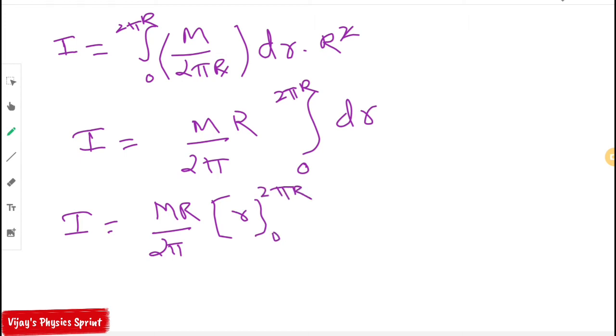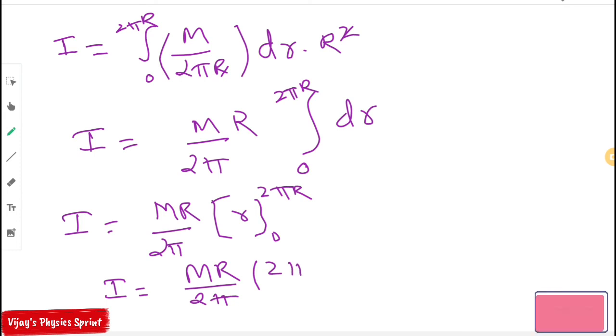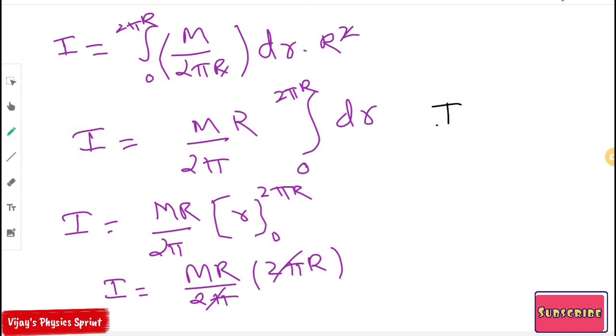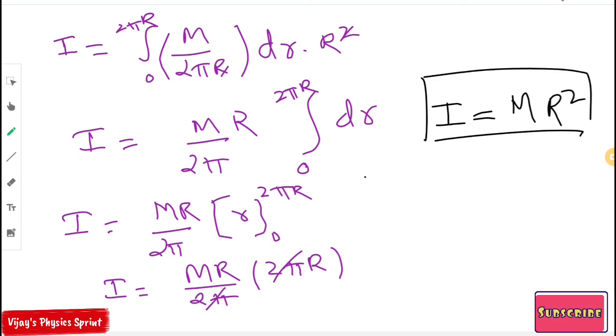Now, substituting the limits, M R by 2 pi, the upper limit is 2 pi R and the lower limit is 0. So 2 pi is cancelled out. At last, you get the resultant moment of inertia for a circular ring. That is, I is equal to M R square about the natural axis.